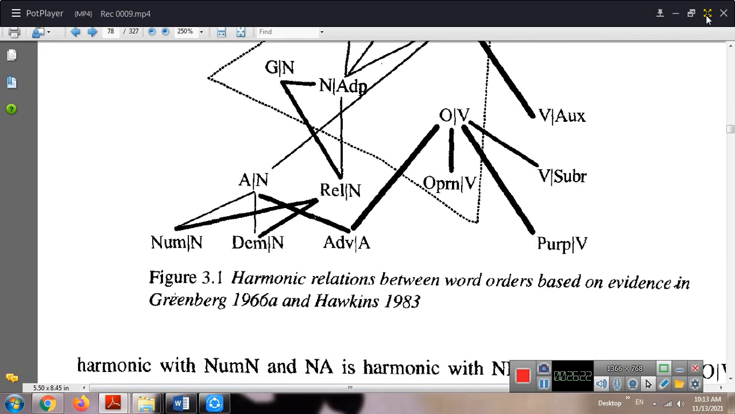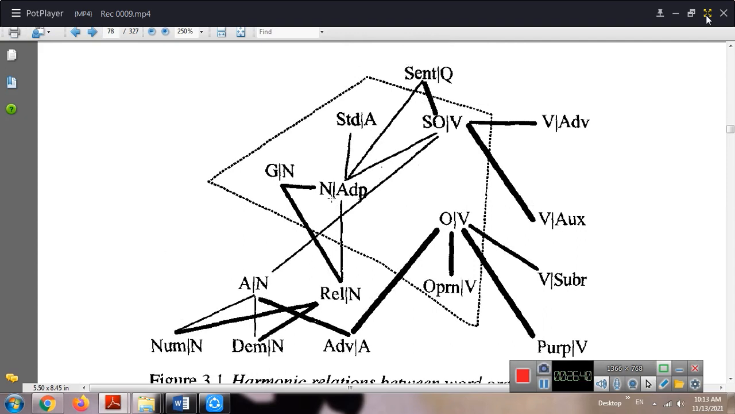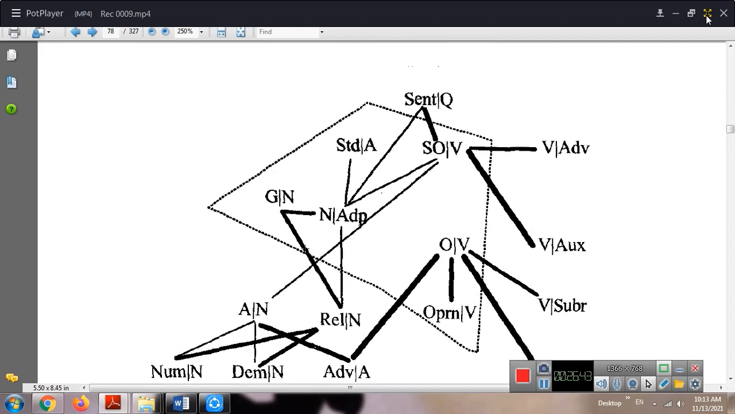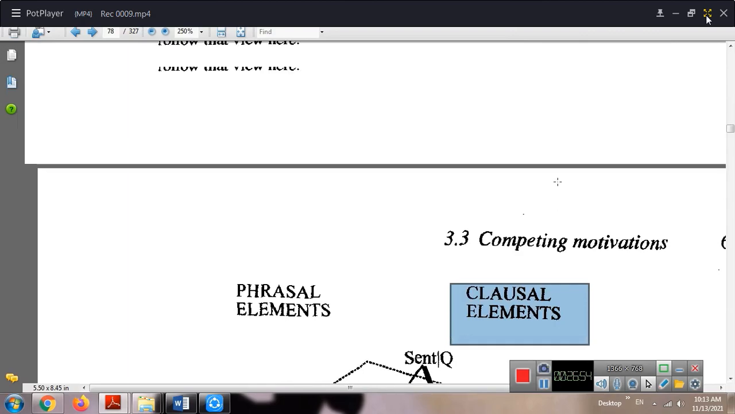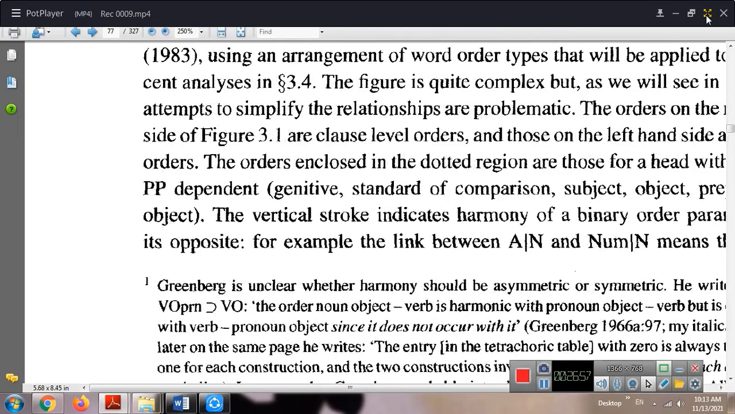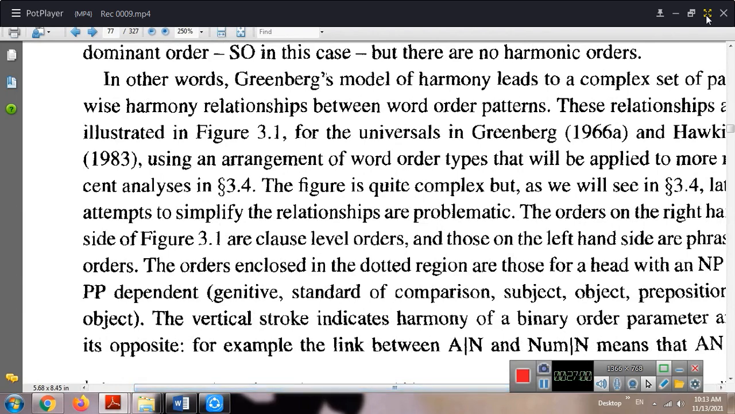Okay, through this figure, the harmonic relations between word orders based on the evidence of Greenberg 1966 and Hawkins 1983 are shown. Okay, look at this figure. Now we have the phrasal elements and clausal elements. Here we explain this figure. I want to refer to them again.